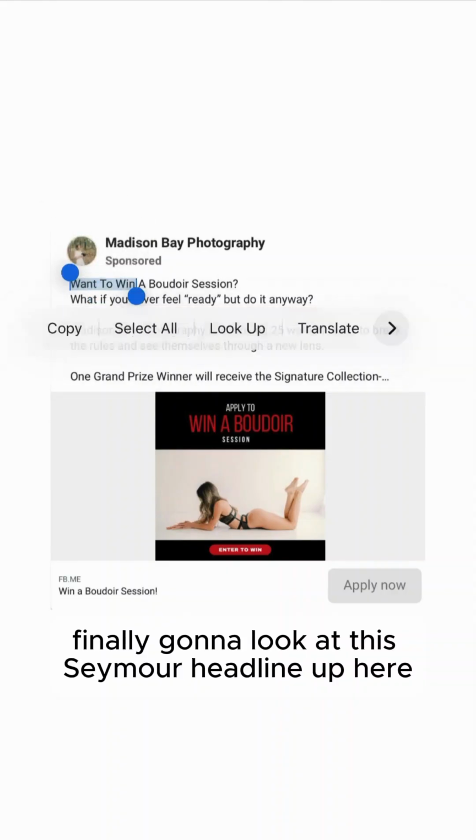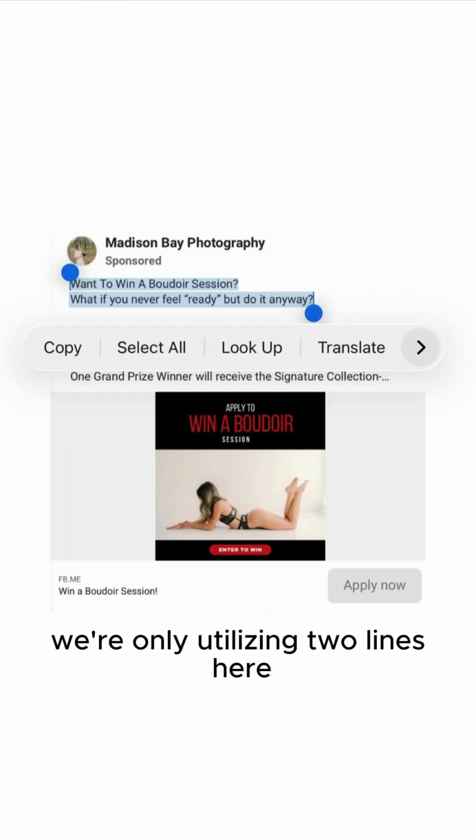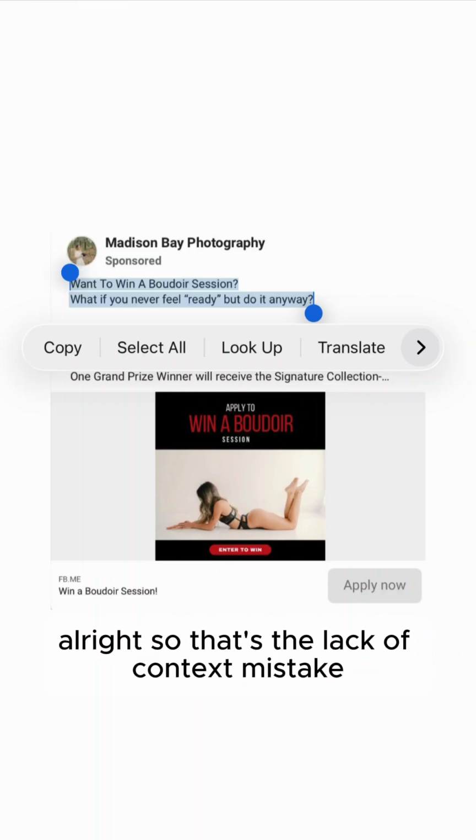Finally, going to look at this See More headline up here. First 2 3/4 lines, Facebook newsfeed mobile. We're only utilizing 2 lines here. Want to win a Boudoir session? What if you never feel ready but do it anyway? All right, so that's the lack of context mistake.